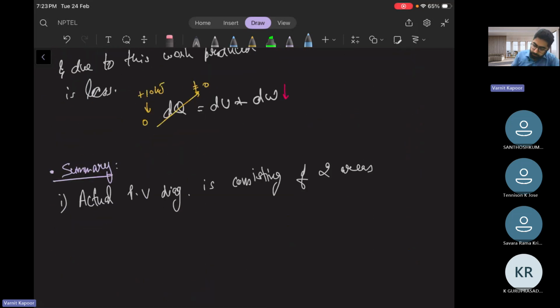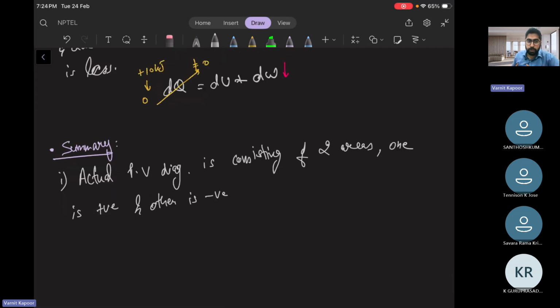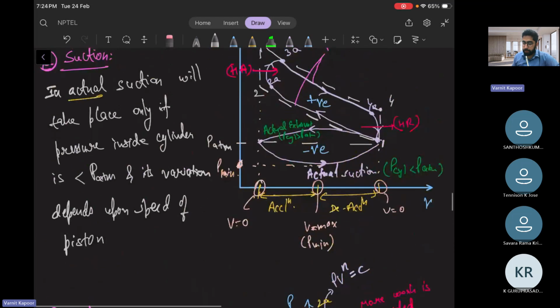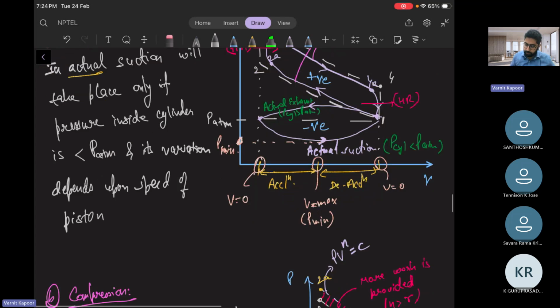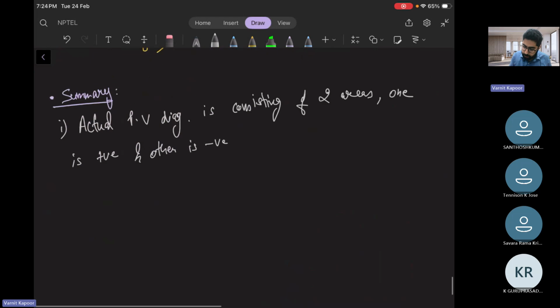Two areas. One is positive and the other is negative. And this negative area is also called a pumping loss because you have to provide some extra input during suction, and there is some extra amount of work, which is negative work, because volume is being decreased. So it is also called a pumping loss. So the negative area is also called a pumping loss.